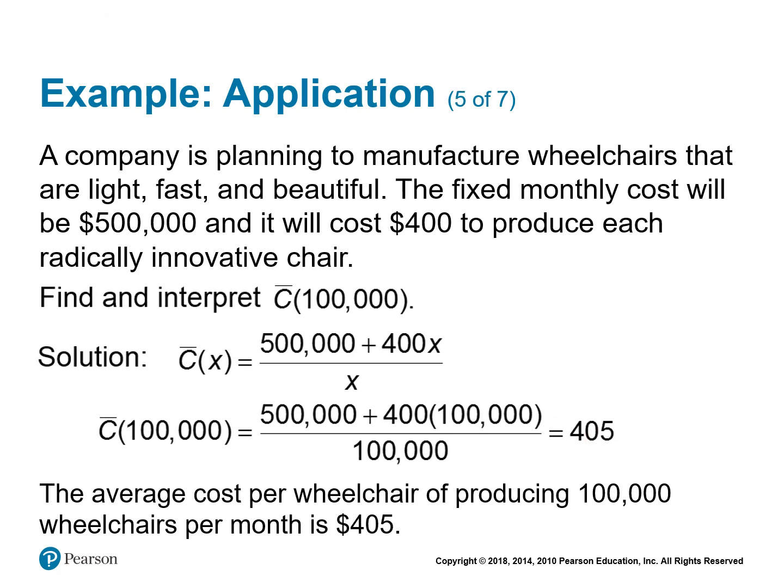All right. Now we want to calculate the average cost of 100,000 chairs. Same process, just substitute 100,000 wherever there's an x and perform the evaluation. It's 405. So we see that the average cost is coming down as we increase our production, naturally, because the 500,000 is now getting distributed over 100,000 chairs. So the average cost per wheelchair of producing 100,000 wheelchairs per month is $405.